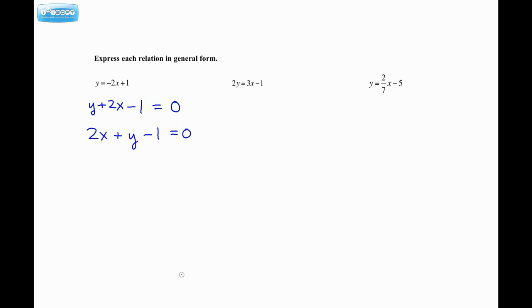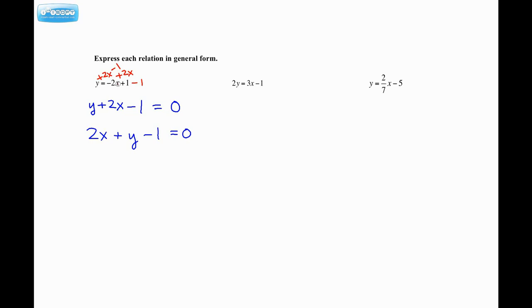So, though I didn't write it, what I really did was I added 2x to both sides, so it canceled on the right, but then it had to be written on the left. And I subtracted this 1 from both sides. Okay, so I'll write it there, it doesn't matter. And I'm running out of room here. That's one of the reasons why I didn't show it. That's really what I did.